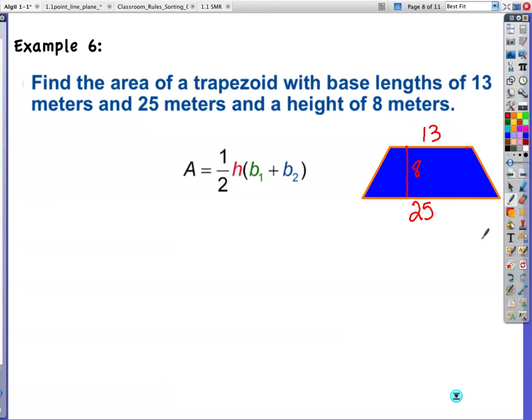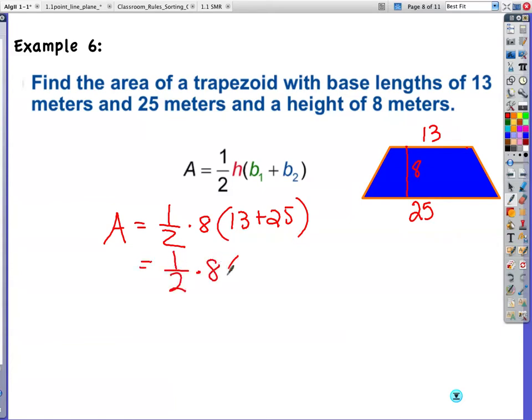And let's put those numbers into the problem. So we want to find the area. So we have 1/2 the height. Well, the height is 8. And then we have base 1. It doesn't matter which one is base 1 and base 2, but I'm going to put down 13 plus 25. All right, and then we just simplify. I do the parentheses first. So now I have 38. All right, and then I go multiplication. This is multiplication, and don't forget the parentheses is also a form of multiplication. So 1/2 times 8 is 4, and I will take 4 times 38.